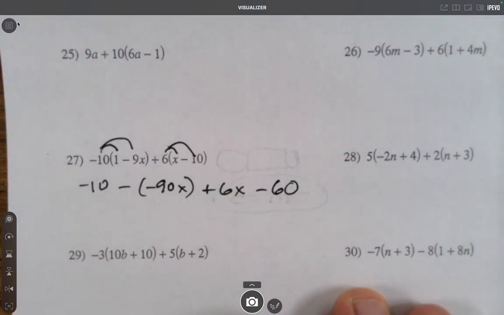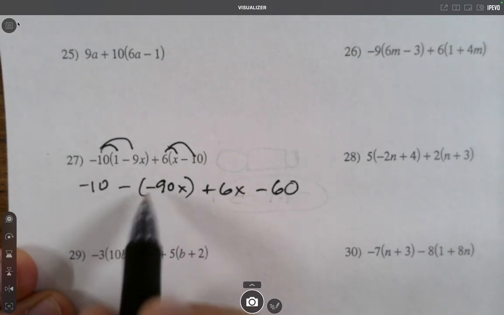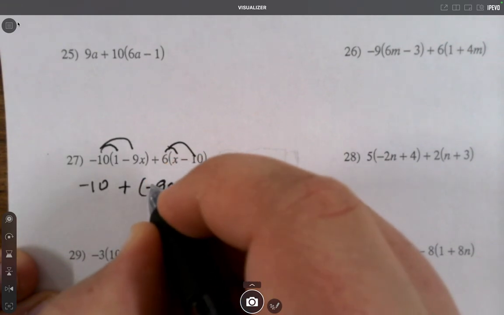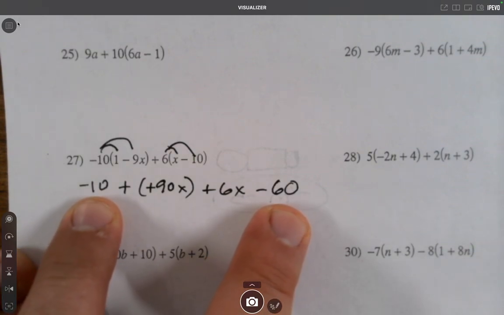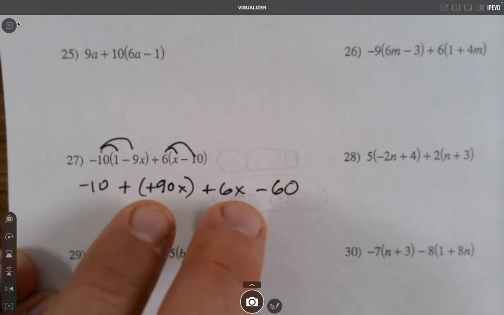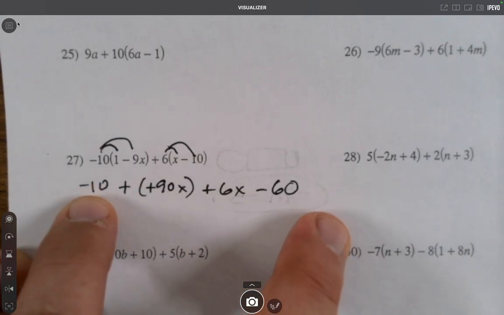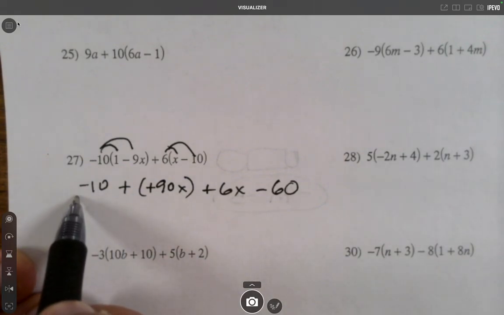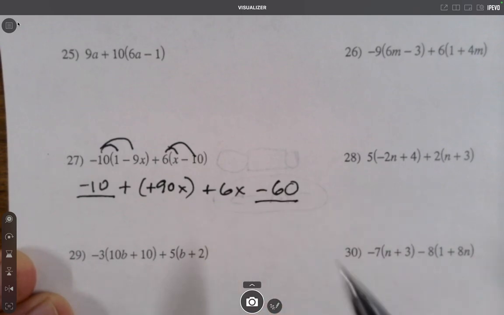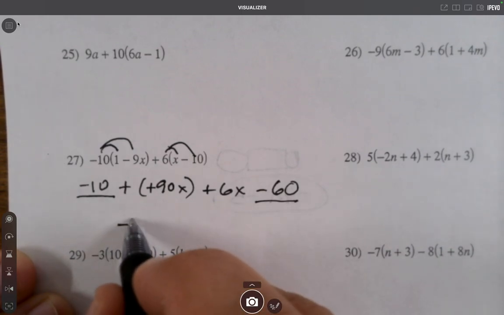One habit you really need to get in the rhythm of doing is anytime you see minus a negative, change it to plus a positive. Now, it doesn't matter if you combine these two first and then these two second, or if you want to put the x's first. It's okay either way. I'm just going to do these first because negative 10 comes first in the expression. So negative 10 minus 60 gives me negative 70.